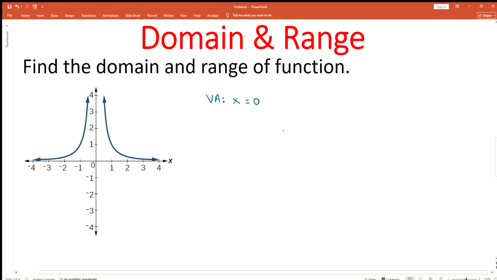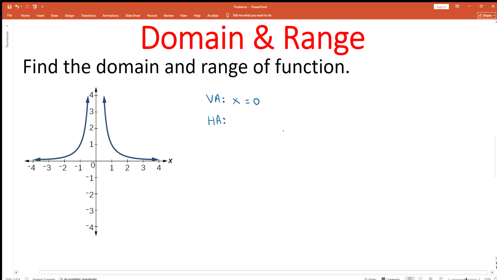We write the equation of the vertical asymptote as x equals 0 because all points on this vertical asymptote have x value equal to 0. Next, we can analyze the horizontal asymptote or HA in this graph.